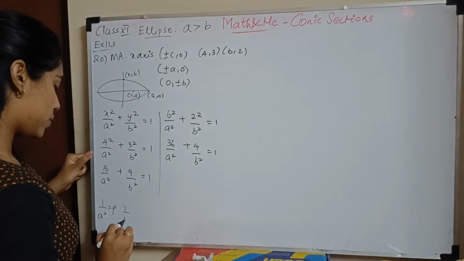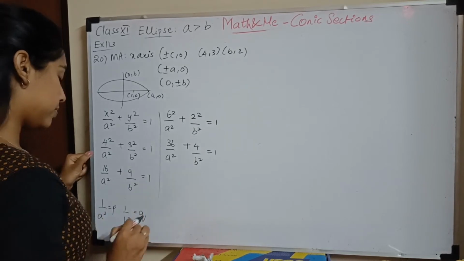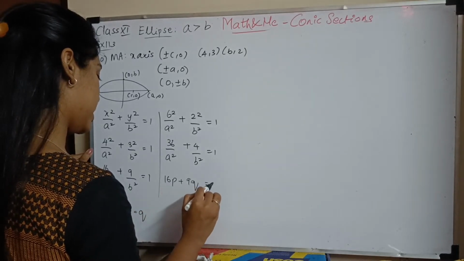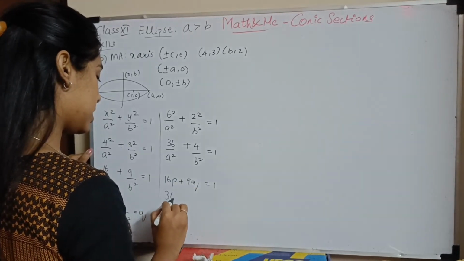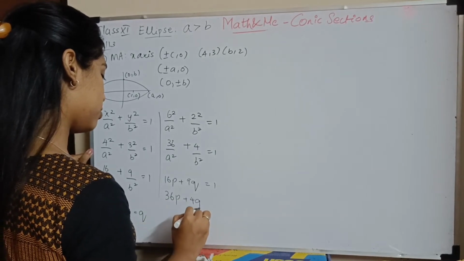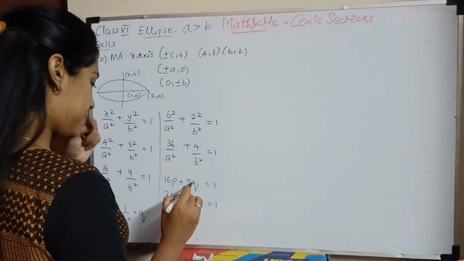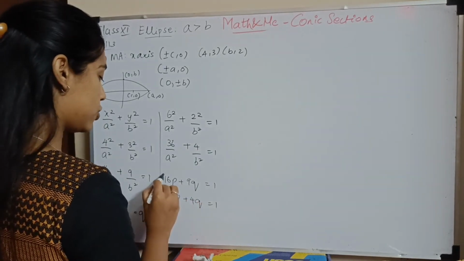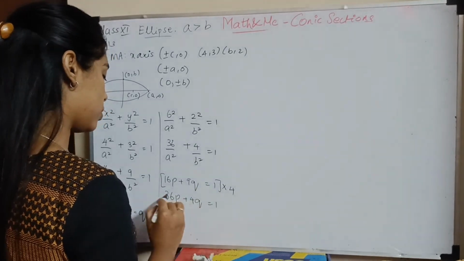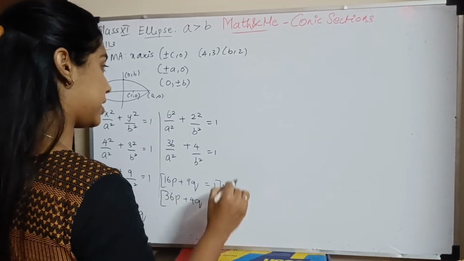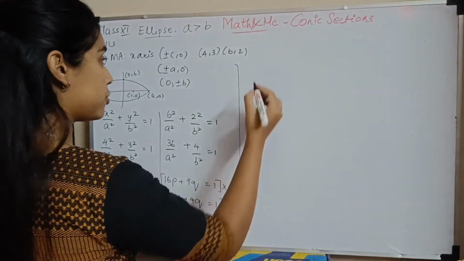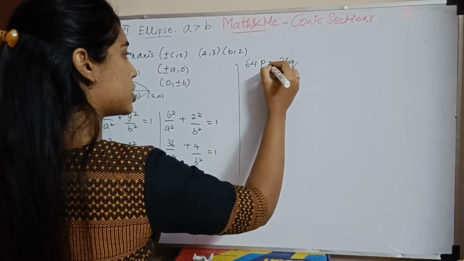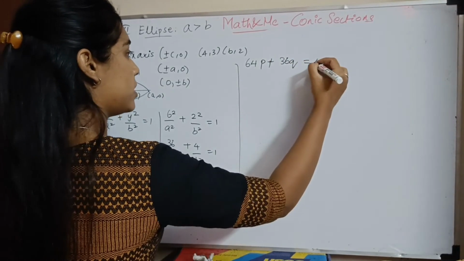Similarly substitution: 1 by a square is p, 1 by b square is q, so I have in the equation 16p plus 9q equals 1. This equation becomes 36p plus 4q equals 1. So I multiply this equation by 4 and this equation by 9 in order to cancel the q terms. So this is multiplied by 4 and this is multiplied by 9.